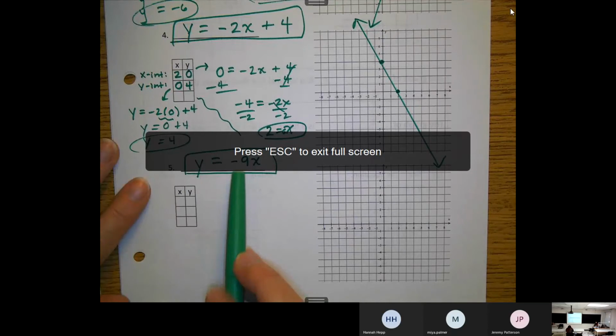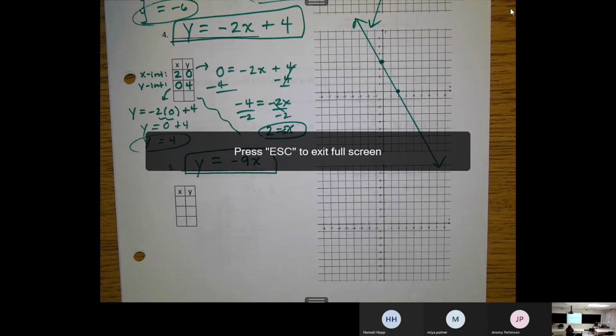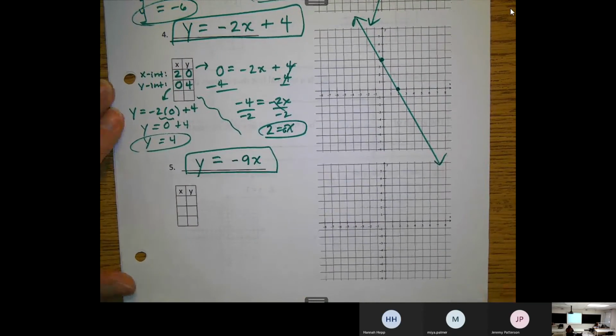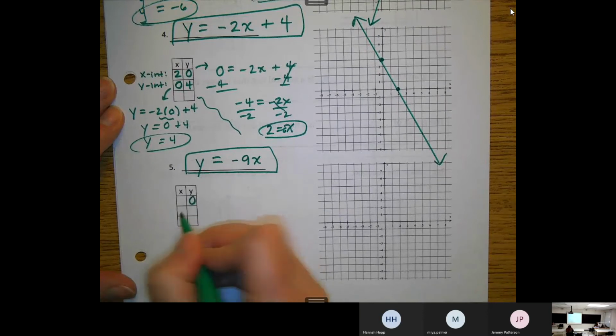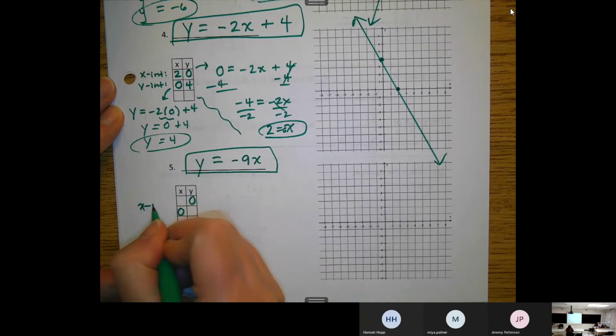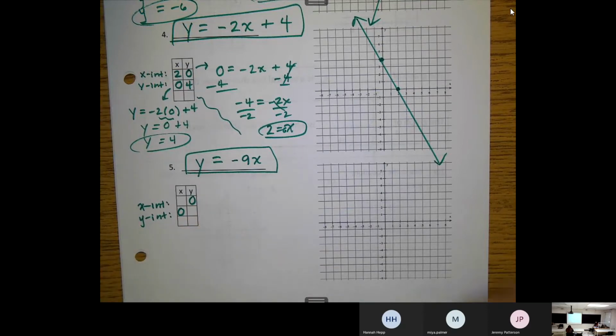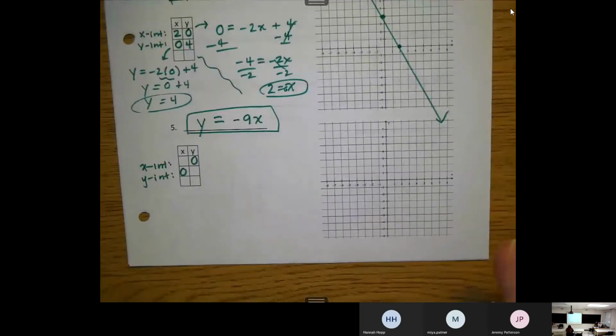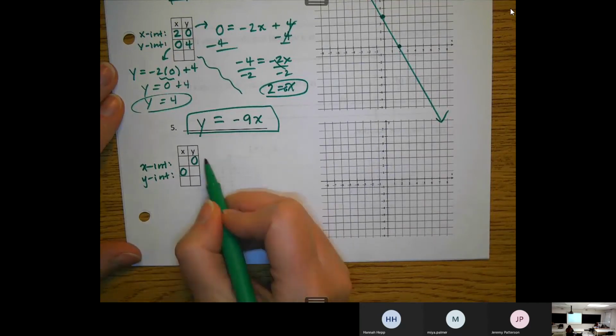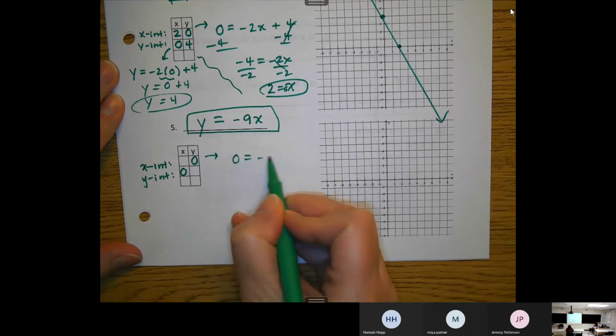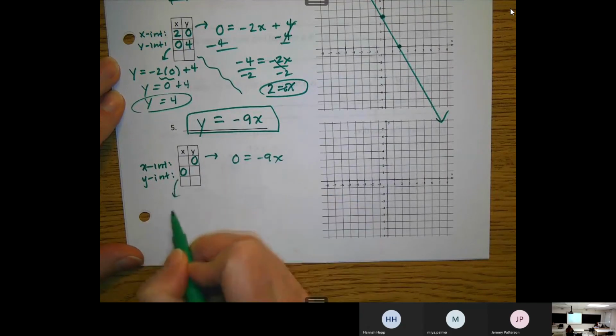So where it says number 5, we're going to try y equals -9x. Let me give you a minute to get started. It probably won't take long to see why I singled this one out. Anything kind of strange happening yet? Yes. Yeah? What is kind of strange about this one?